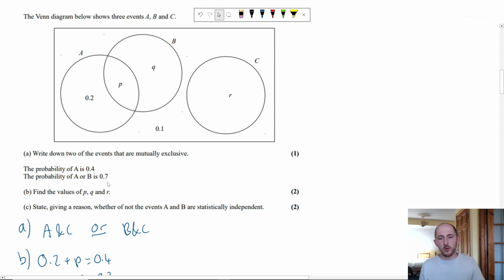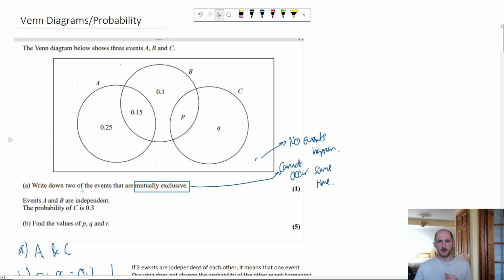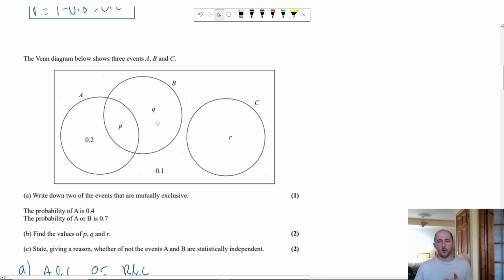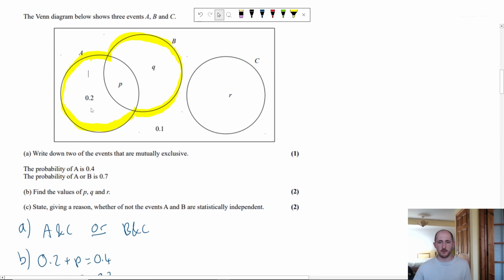Well, the probability of A or B happening is 0.7. So what does A or B look like on a Venn diagram? Well, I told you in the first part that A and B is the overlap. But what about A or B? A or B looks like this on the Venn diagram. So I'm going to use a highlighter. It's everything inside either one of these circles. Okay? So everything inside that figure of 8 looking thing. In other words, it's 0.2 plus P plus Q.